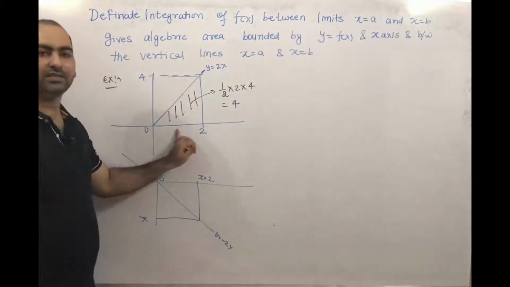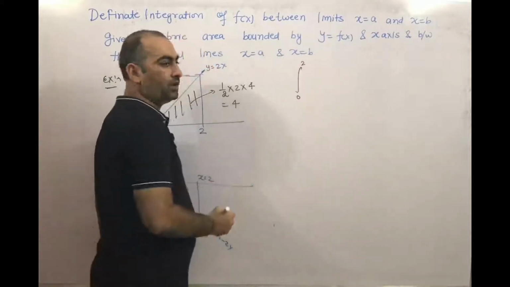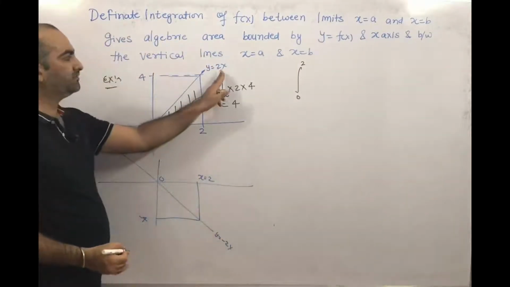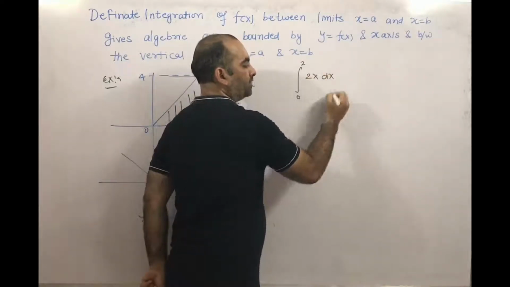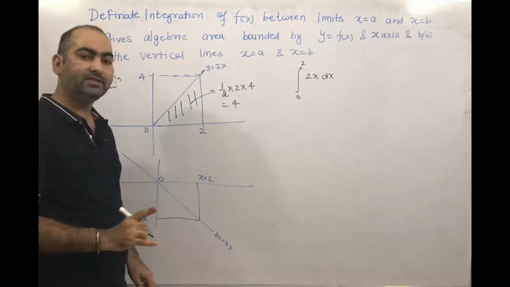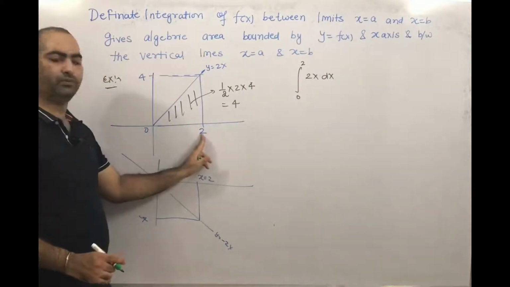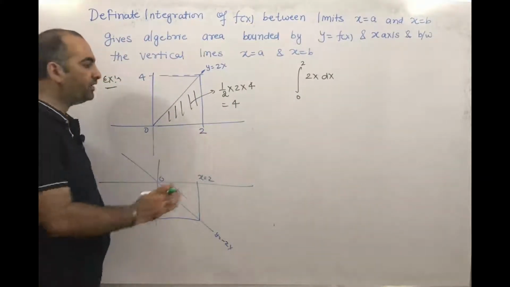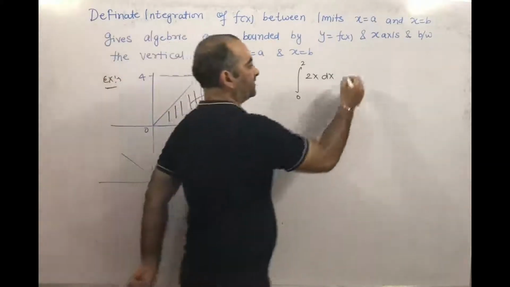Now here two things are there. If I do integration 0 to 2 of f(x) dx, so f(x) will be 2x into dx. What will this area be? You can see the limit is from left to right, that means 0 to 2, and the bounded area is above the x-axis. So this answer will come 4.